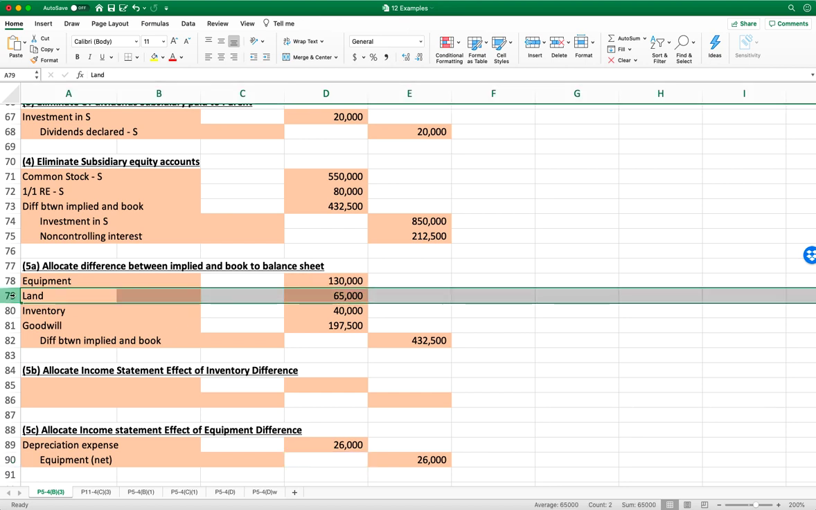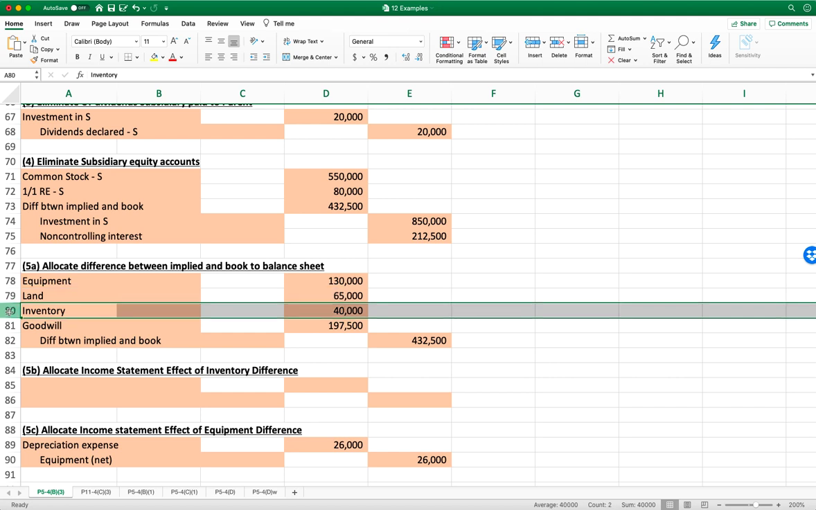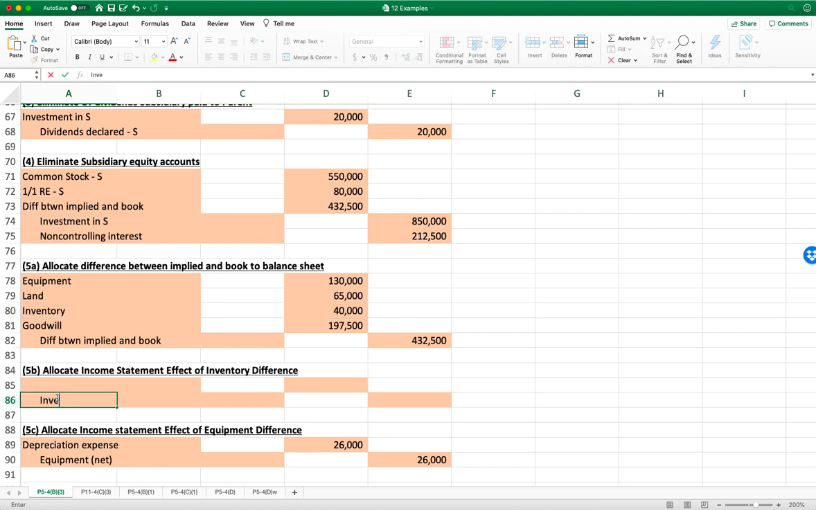Next is land. Land, we didn't sell it, so we don't have to worry about that because we don't depreciate it. Inventory, we did sell, so we're going to back out this adjustment. Can't leave it on the balance sheet because that inventory isn't there anymore. And instead, we're going to put it to cost of goods sold because that's where the rest of the value of the inventory we wrote up has moved to.